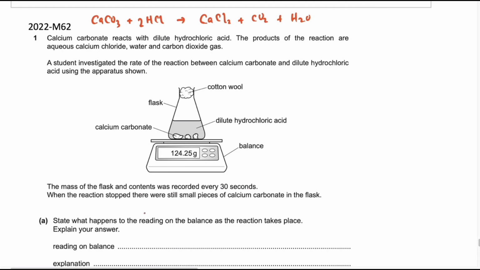State what happens to the reading on the balance as the reaction takes place. Explain your answer. So the reading should be getting smaller and smaller, right? It should decrease because some of the products become gas and go away, and you can't avoid that. So that's why it's getting lighter. So the reading on the balance should decrease. Explanation: carbon dioxide escapes.